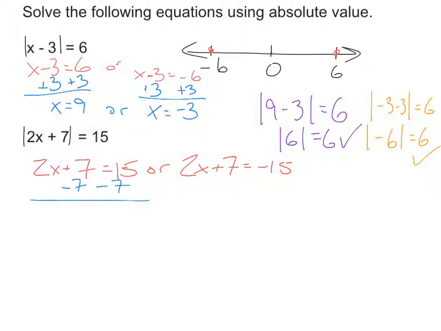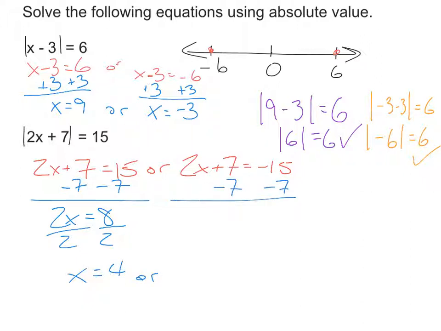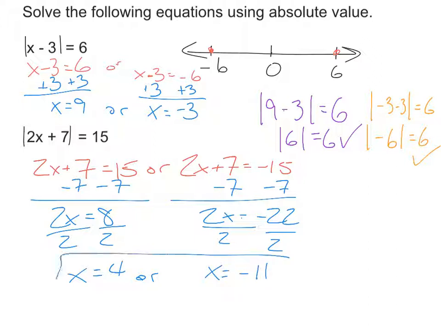So I'll subtract 7, so 2x is equal to 8. Then I'll divide by 2, so x is equal to 4. Or, same process, minus 7, so 2x is equal to negative 22. Divide by 2, so x is equal to negative 11. And those are our two answers. And again, we could check them. So let's go ahead and do that.